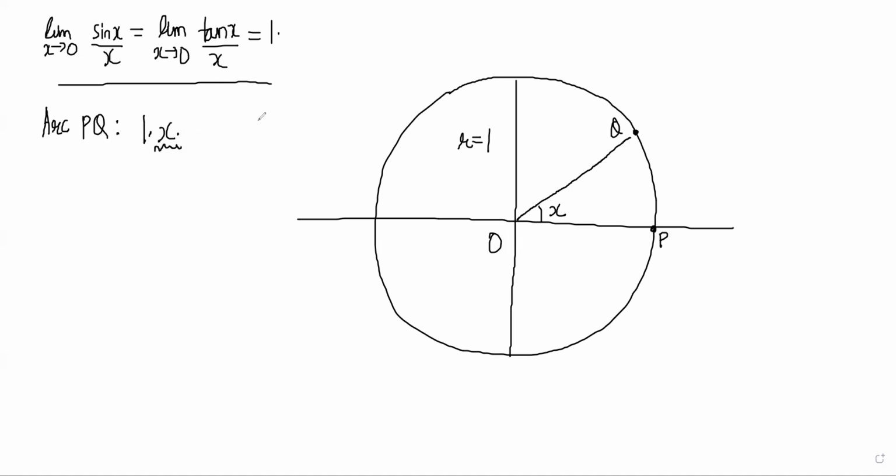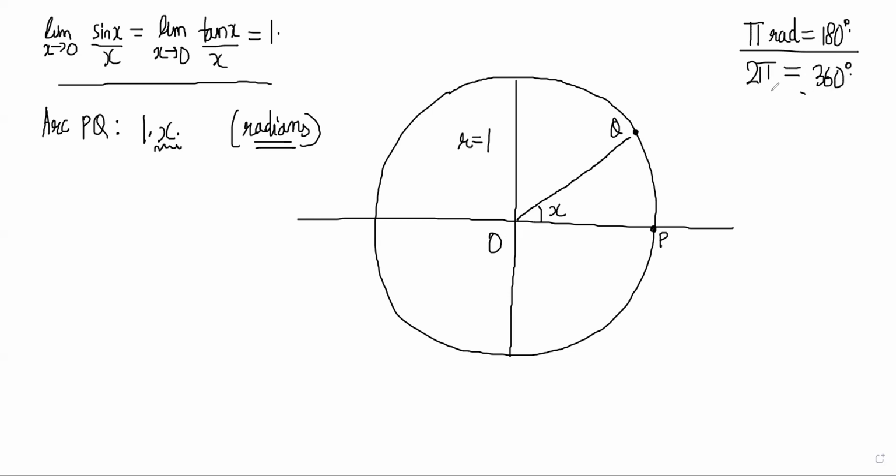And here you have to remember the angle x has to be written in radians, right? Yes, sir. Radians means the unit where you write it in terms of pi and stuff, right? Yes, sir. Do you know the conversion between degrees and radians? Yes, sir. Pi radian is 180 degrees. So basically the full 2 pi radian is going to be 360 degrees, right? Correct? Yes, sir. Arc length PQ is equal to 1 into x.